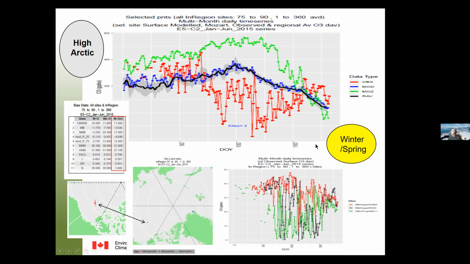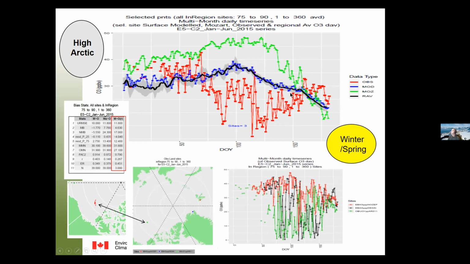This is for the winter to spring, so from January through to June, and you can immediately see the observations. The blue is the model. The black is a regional average of the entire domain, because the blue is the model for the specific observational sites only, and I wanted to know how representative I was. And I put on the Mozart data for comparisons as an alternative. That's actually the boundary conditions, but we have it for the domain.